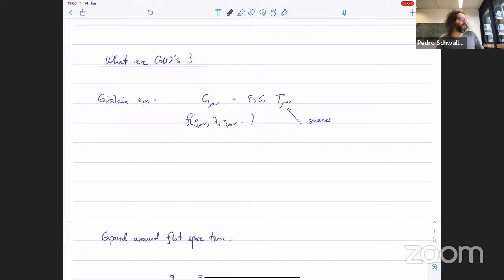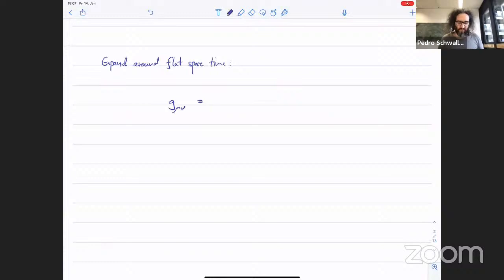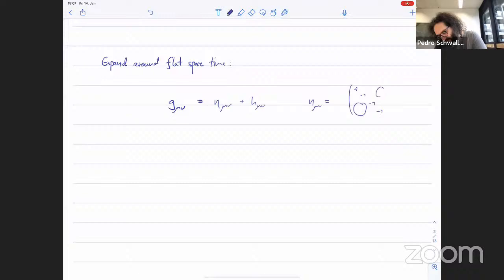Okay. So in order to understand gravitational waves, one typically looks at the weak field limit of general relativity. Namely, we expand around flat space-time. So we write a metric, lowercase g mu nu, as a flat metric, eta mu nu, plus a small perturbation that we call h mu nu. Eta mu nu is your normal Minkowski metric, 1, minus 1, minus 1, minus 1, and zeros everywhere else. As you prefer, you can put a plus or a minus in front of it. And the deviations from flat space-time are supposedly small. So h mu nu should be much less than 1 for each component.